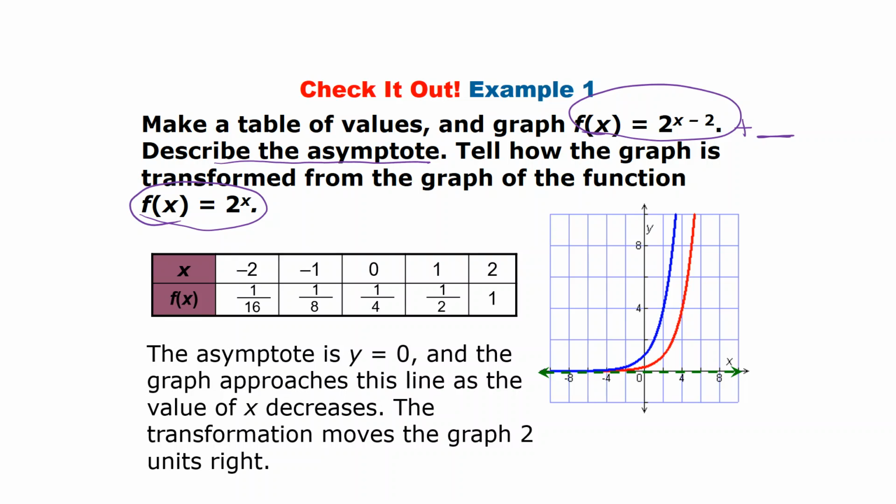The transformation moves the graph 2 units to the right. So it's a horizontal movement, 2 units to the right. It's minus, so it tells us we're actually going in this direction.